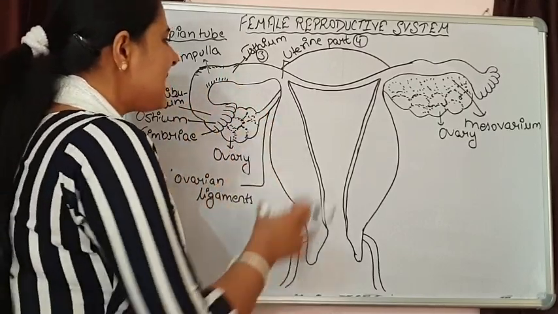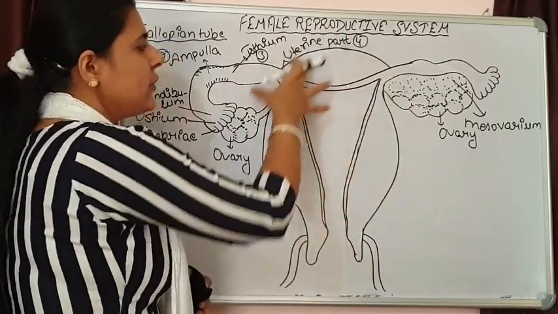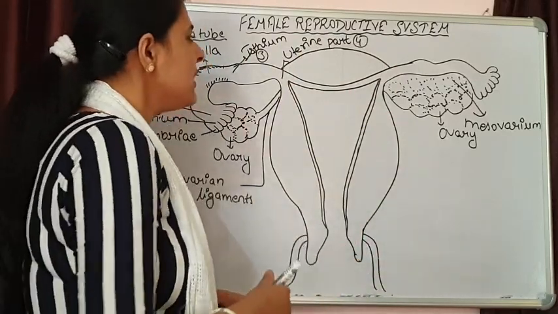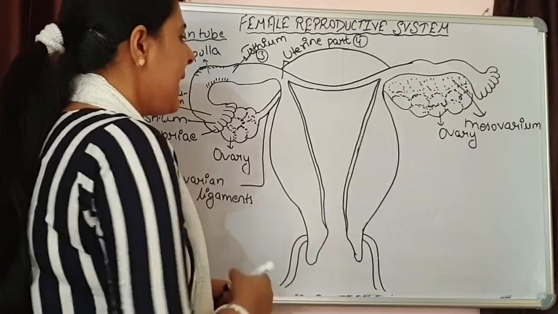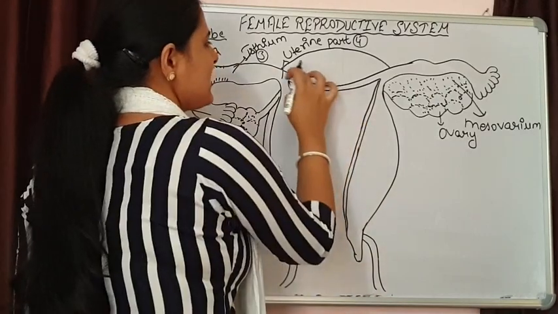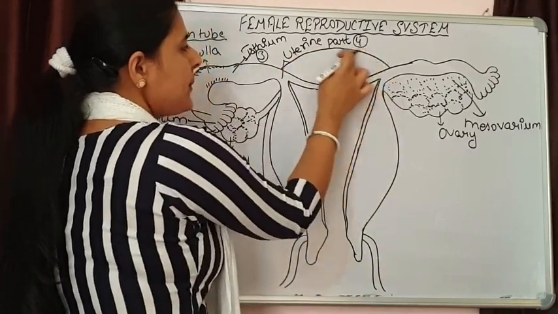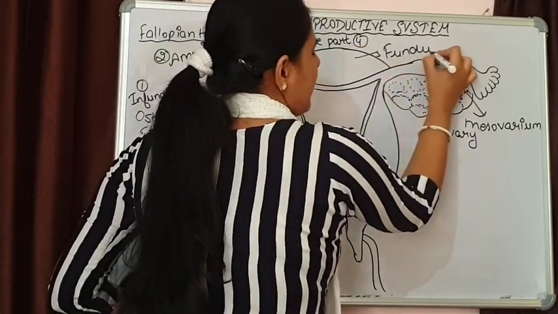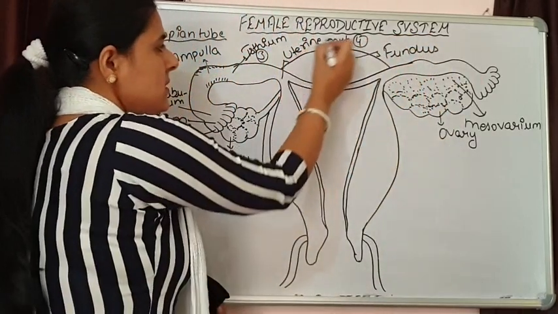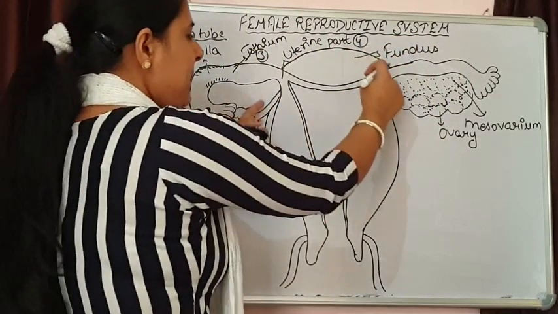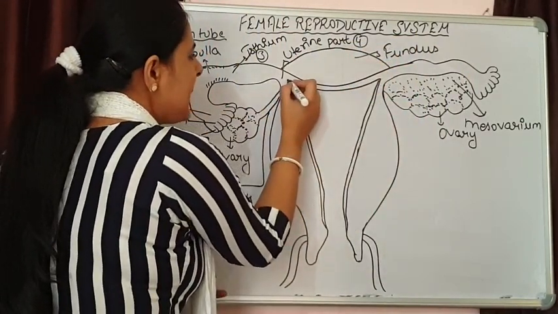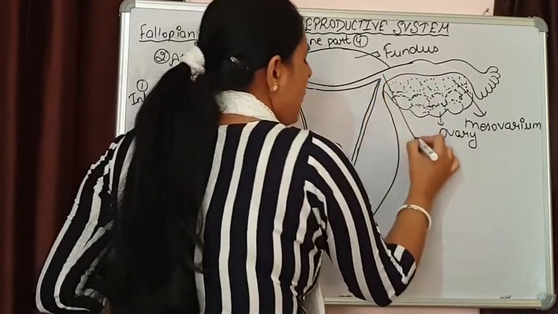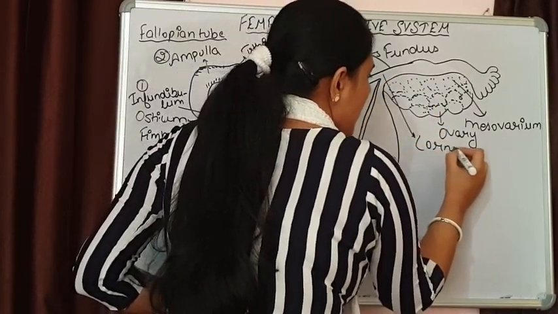Now the next structure that comes is the uterus. The uterus is a large elastic bag-like structure. It is also known as the womb, and there are different parts of the uterus. The upper dome-shaped part of the uterus is known as the fundus. So the first part of the uterus is the fundus. The second part is the narrow part in which the fallopian tubes open, and that is known as the cornua.